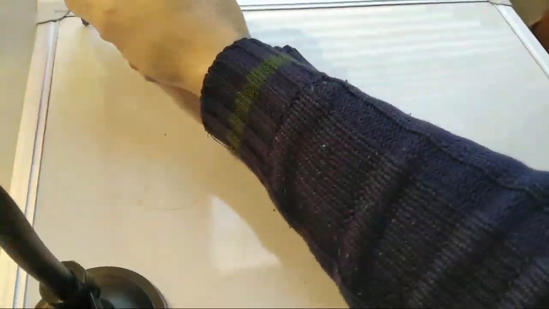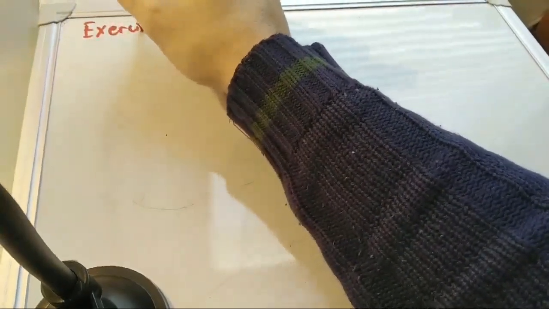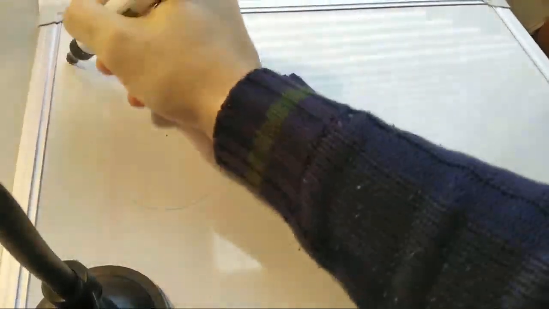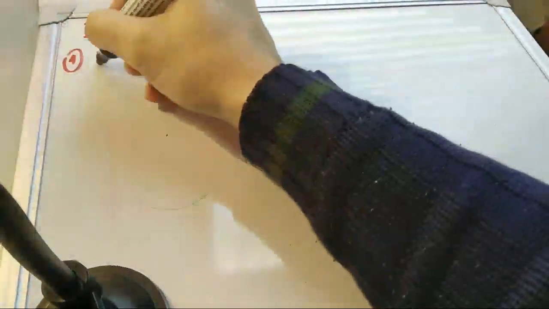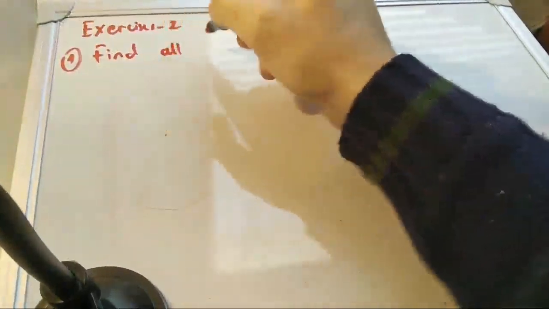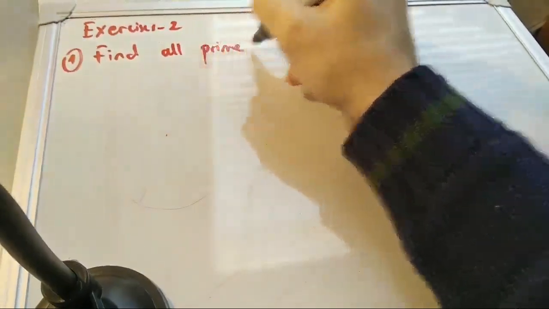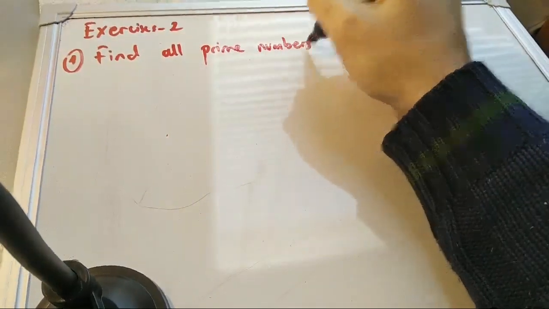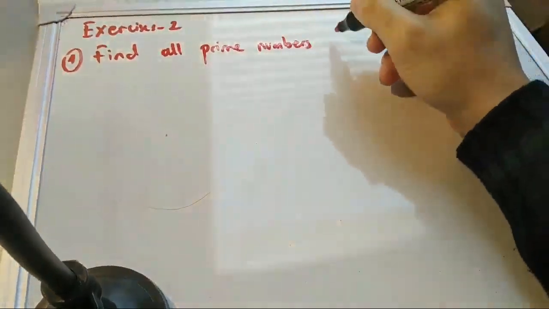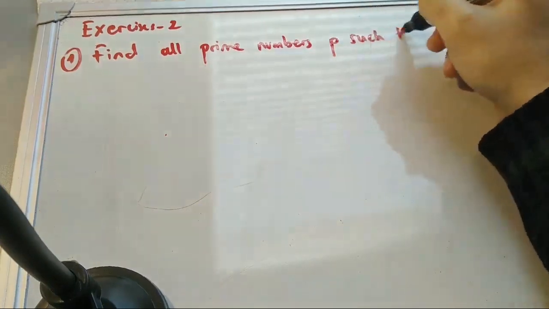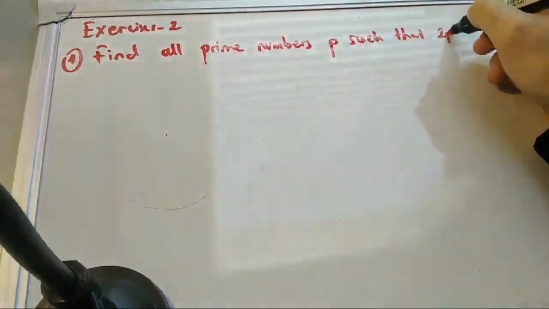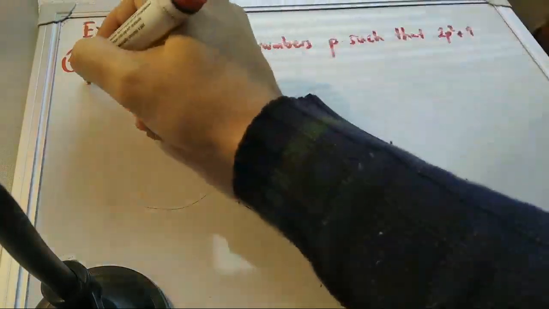Okay, now we can have a look at the questions. Yesterday we finished exercise 1, and today we will start exercise 2 after prime and composite numbers. At exercise 2, question 1. Find all prime numbers p such that 2p squared plus 1 is also prime.